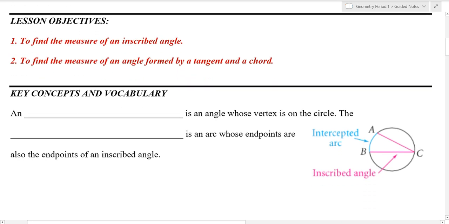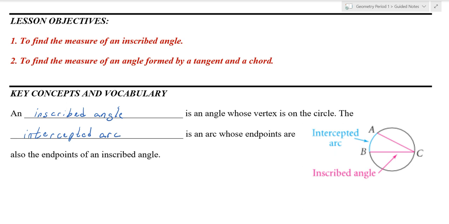Our first definition here is to define what an inscribed angle is. So an inscribed angle is an angle whose vertex is on the circle. The intercepted arc is an arc whose endpoints are also the endpoints of an inscribed angle.